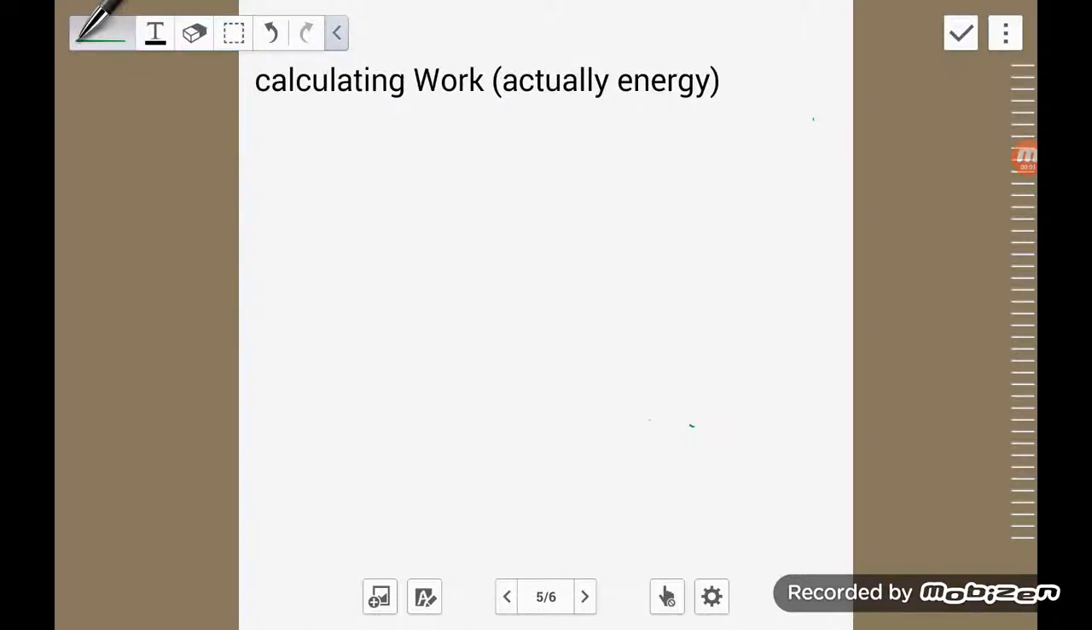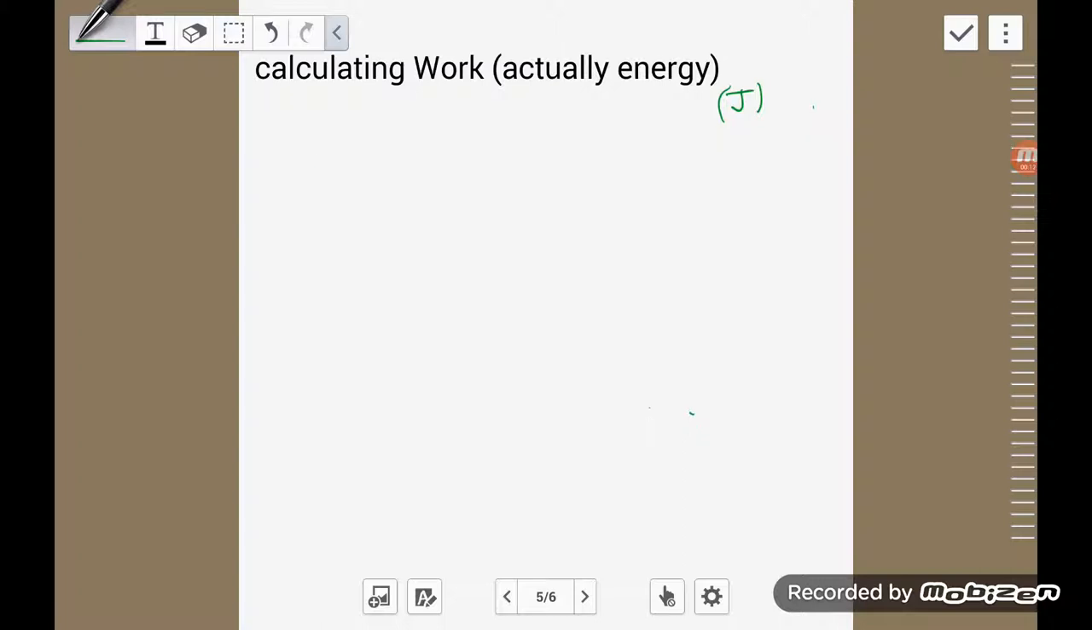We're going to look at calculating work here, which, as I've said at the top, is actually energy. And so, work is measured in joules. And we have a very simple formula which we need to know, which is work equals force times distance.